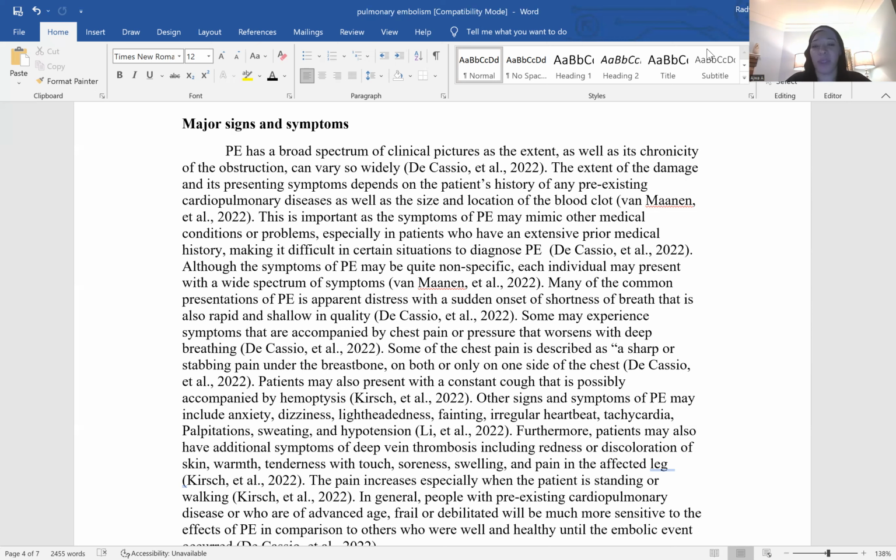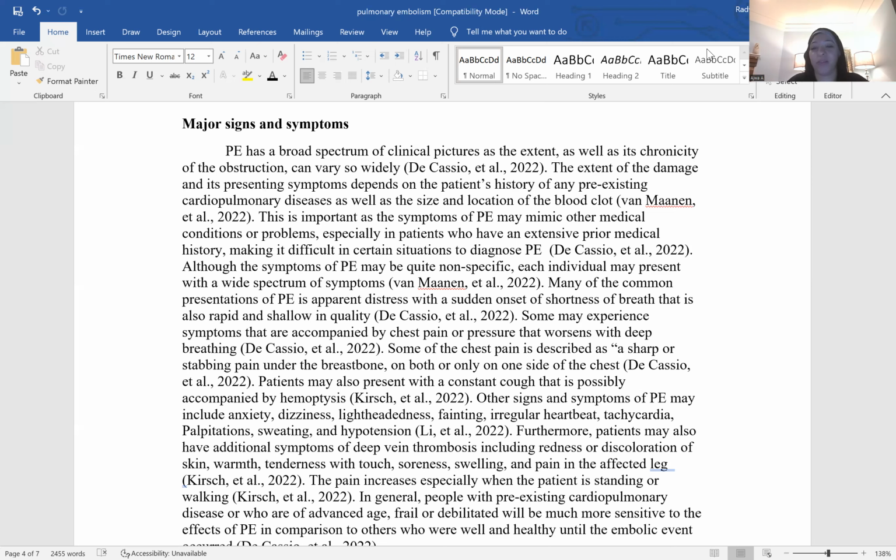Although the symptoms of PE may be quite nonspecific, each individual may present with a wide spectrum of symptoms. One of the most common presentations of PE is apparent distress with a sudden onset of shortness of breath that is also rapid and shallow in quality. Some may experience symptoms that are accompanied by chest pain or pressure that worsens with deep breathing. Some of the chest pain is described as a sharp or stabbing pain under the breastbone on both or only one side of the chest.